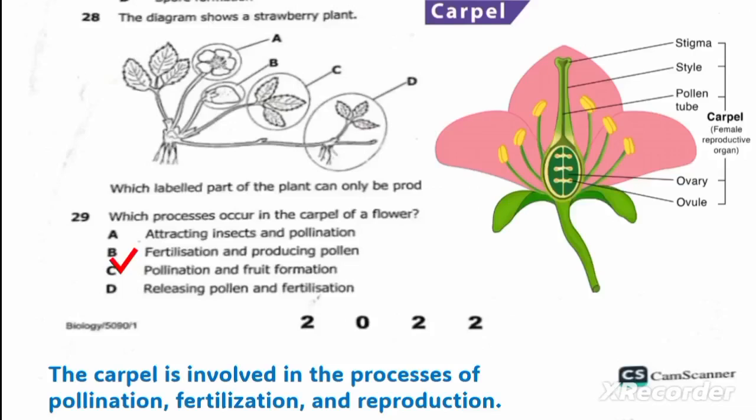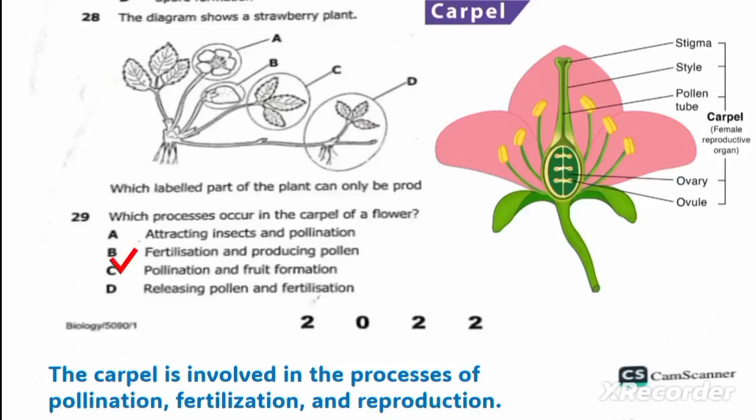Attract insects and pollination. The function of attracting insects belongs to the petal, which is responsible for attracting insects. Fertilization and producing pollen: yes, fertilization takes place in the carpel, but producing pollen takes place in the anther. So the anther is responsible for producing pollen grains. Releasing pollen grains is also done by the anther, not the carpel.